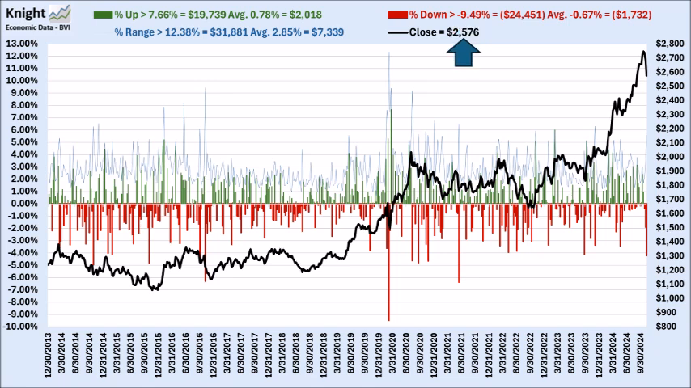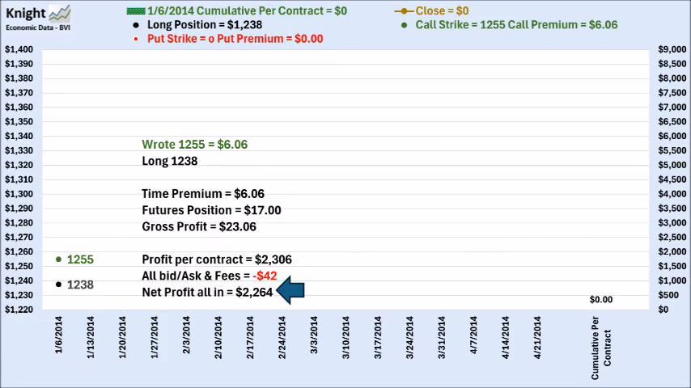The largest 1-week sell-off in gold since 2014 has been 9.49%. At $2,576 per ounce, this 9.49% decline equates to $24,451 per 100-ounce contract. The 10-year average down-week in gold, 0.67%, or $1,732 per contract. Risking $24,451 in a week on a 100-ounce contract to make a meager $2,264 in weekly net profit certainly wouldn't work for anyone who's trading gold in a portfolio designed to protect and enhance family wealth.